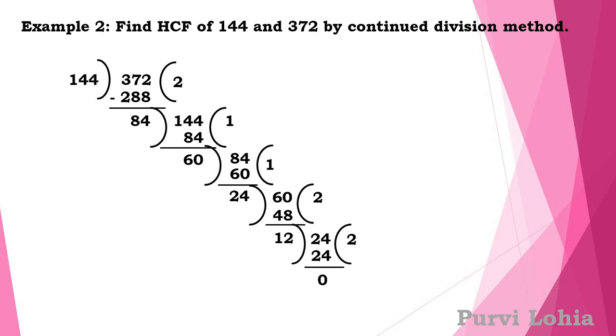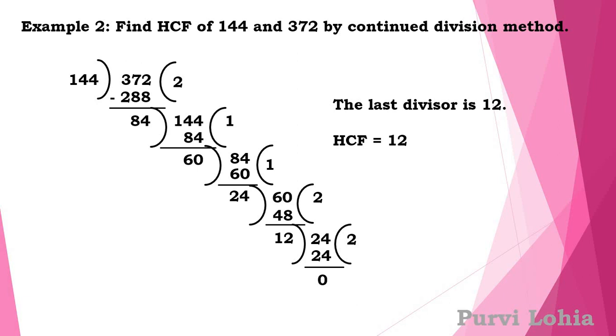So did you notice, student, until we get the remainder 0 we have to continue further. We have to get remainder as 0 in the end. So what is the last divisor? Last divisor is 12. So HCF is 12.